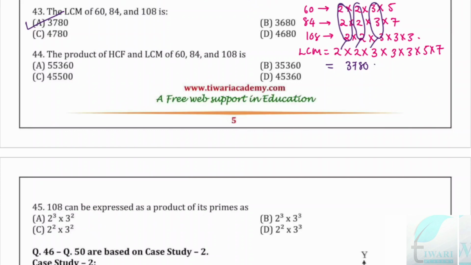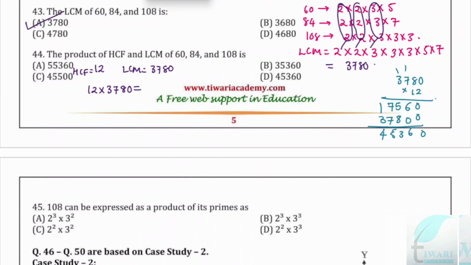Okay. Now coming on to question number 44. The product of HCF and LCM of 60, 84, 108 is what? So we just now calculated the HCF. HCF was equal to 12. LCM was equal to 3780. So HCF into LCM is nothing but 12 into 3780, that is equal to 45360. So option D is the right answer.